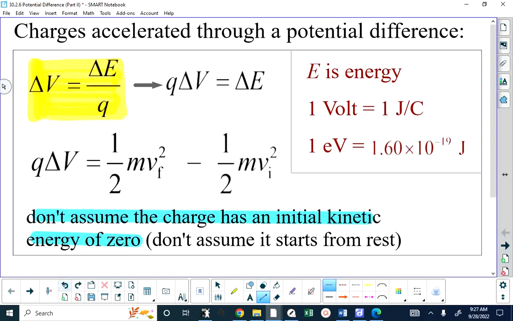And the other thing we learned is what 1 electron volt is. 1 electron volt is 1.6 times 10 to the negative 19 joules.